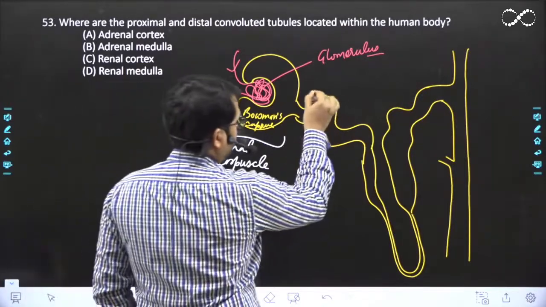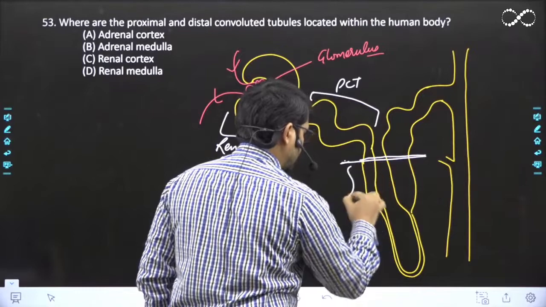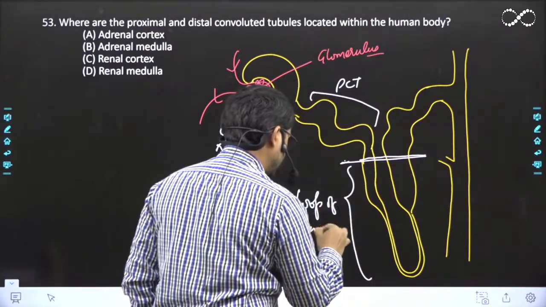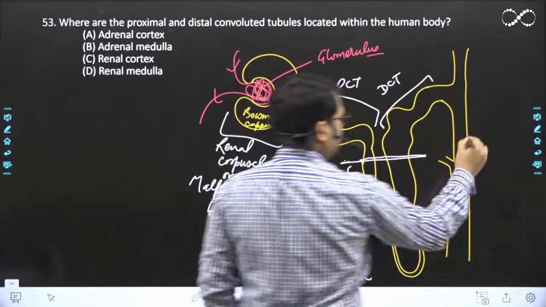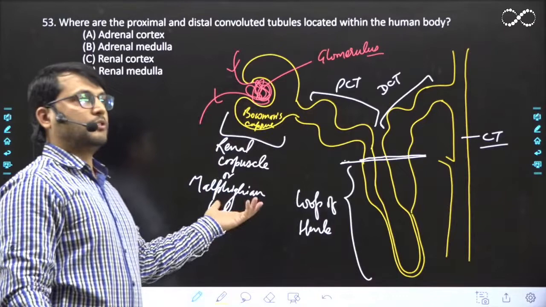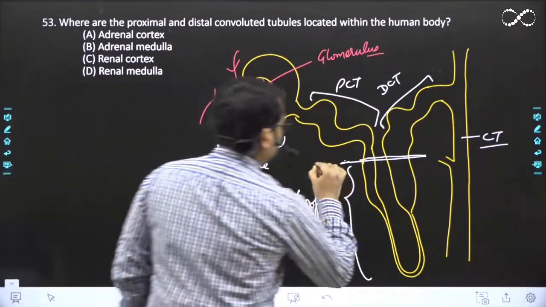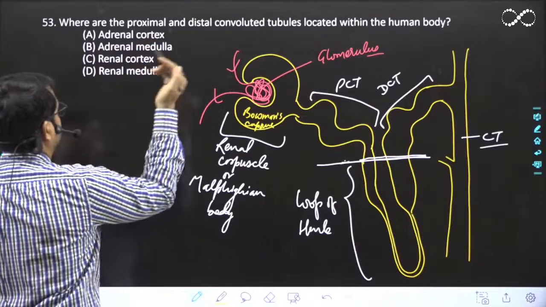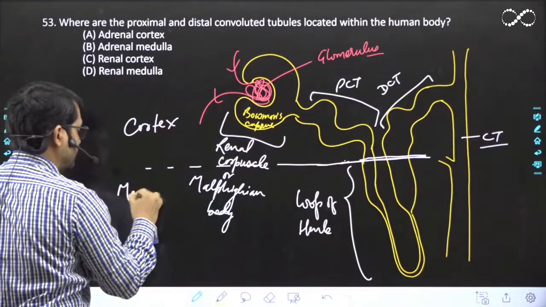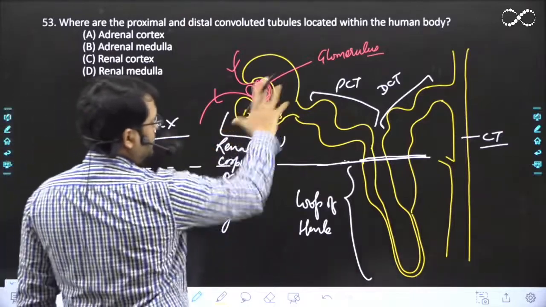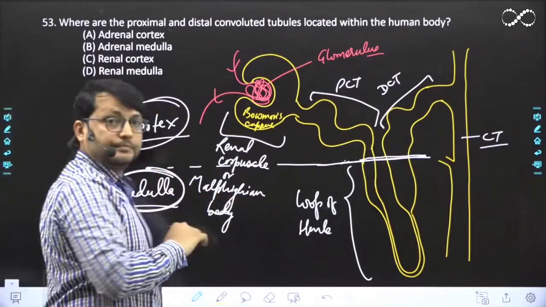Correct? This convoluted part is known as PCT. This is the loop of Henle. This another convoluted part is called DCT, the distal convoluted tubule, and this is CT, the collecting tubule. Remember? So this is the structure of what? A nephron. The question is not giving you the option of nephron, correct? What it is asking is whether it is in the cortex or medulla. Now, let me tell you that this upper area is cortex and lower is medulla. Okay? So Bowman's capsule, PCT, DCT are in the cortex. Only the loop of Henle is present in the medulla. Okay?